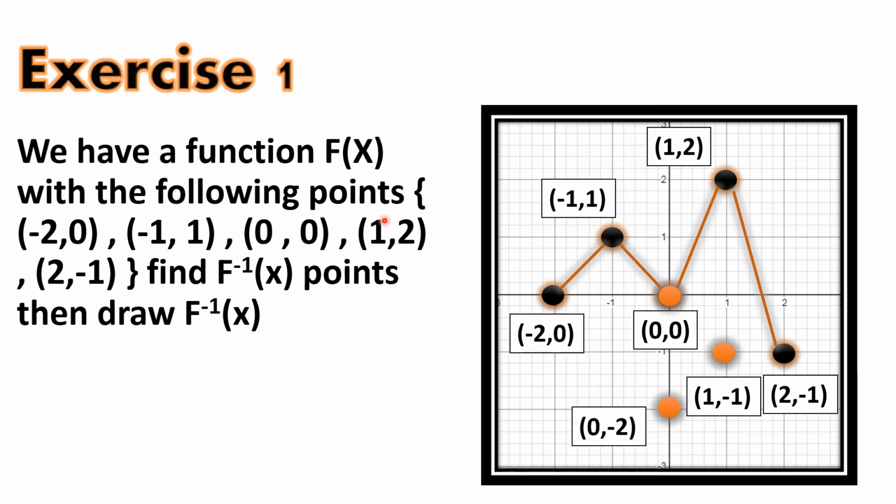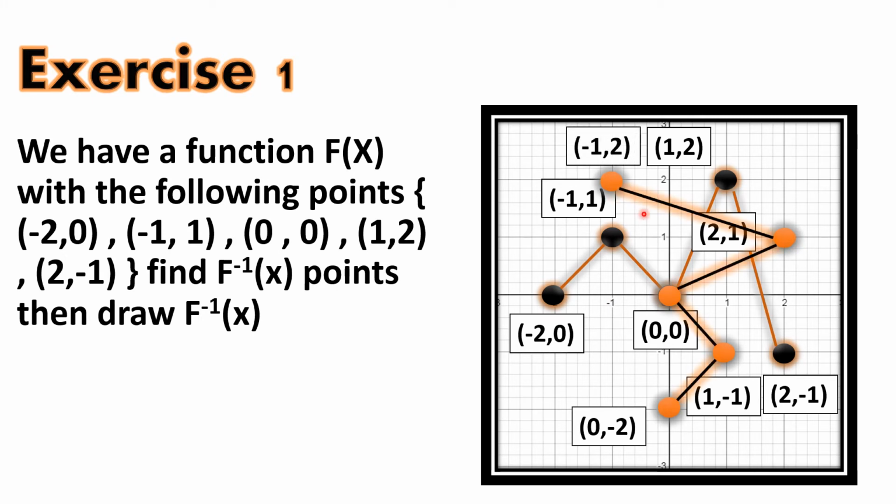And the third point is 1 and 2. It will be 2 and 1 over here. 2 and negative 1 will be negative 1 and 2. Negative 1 and 2 here. Now, this is the inverse, f negative 1 of x.